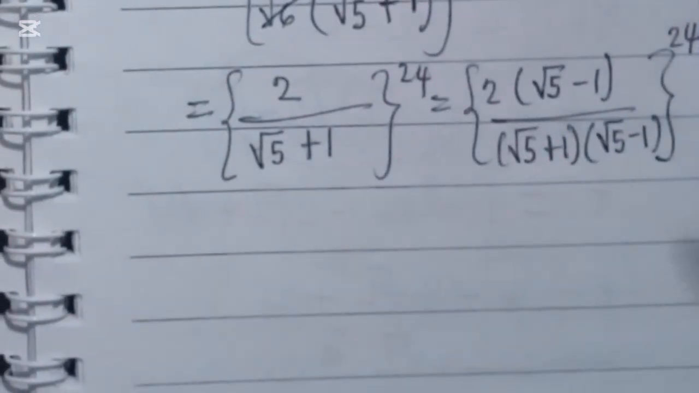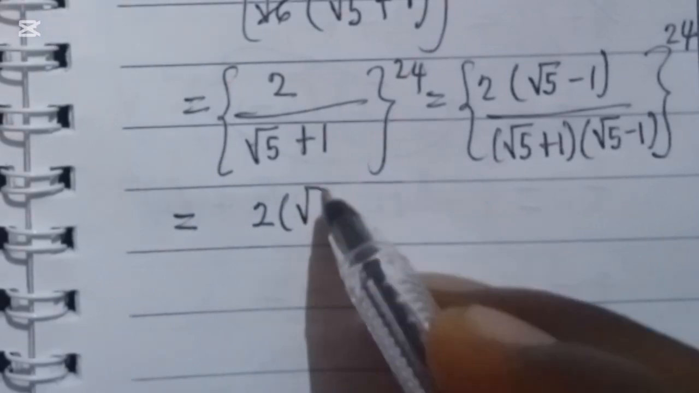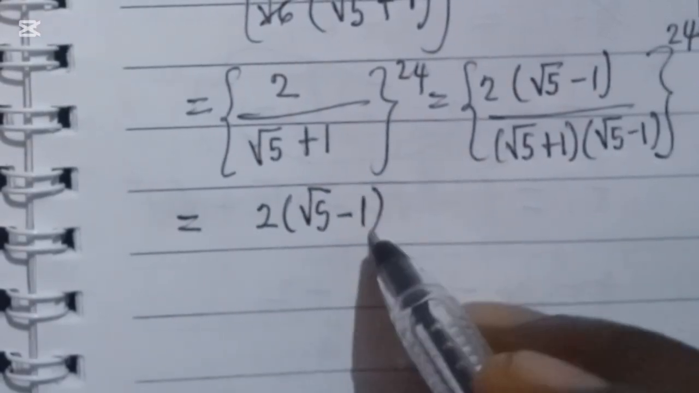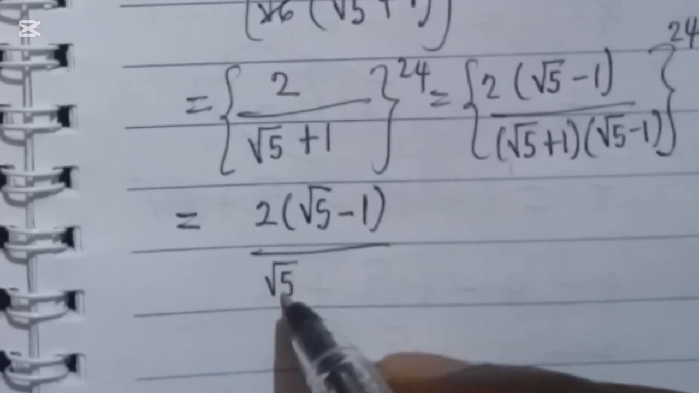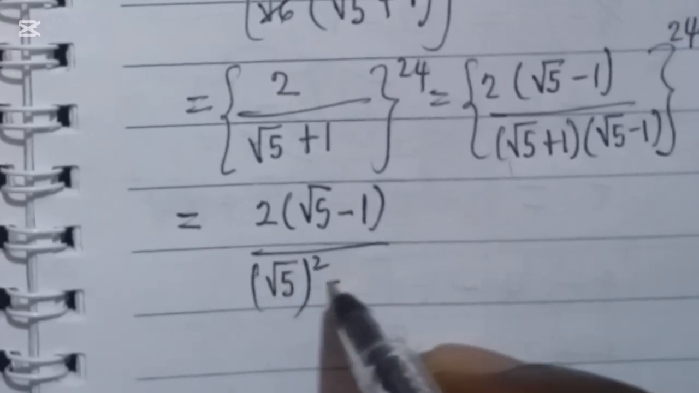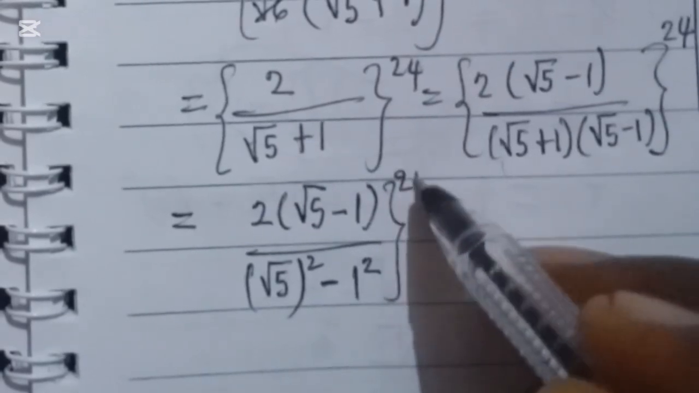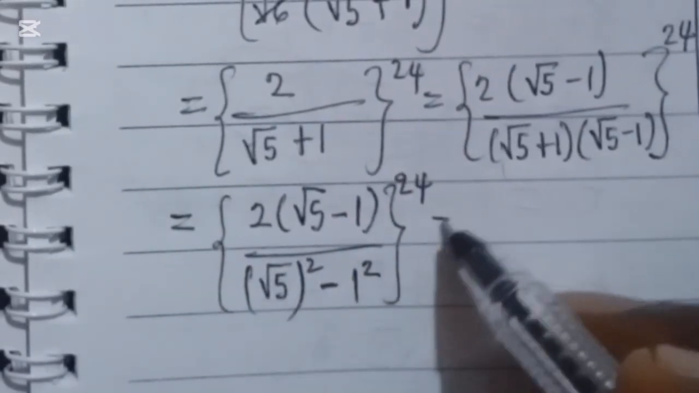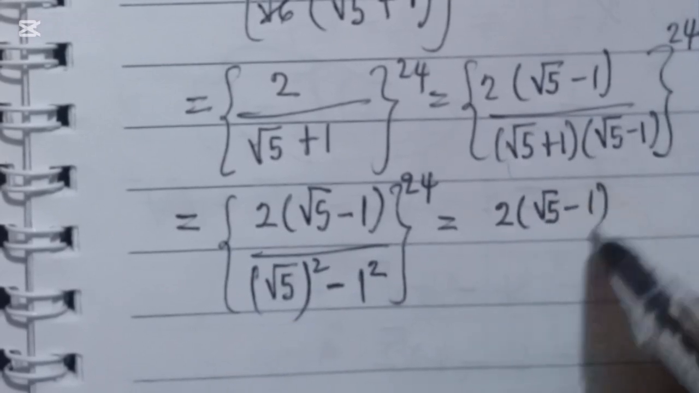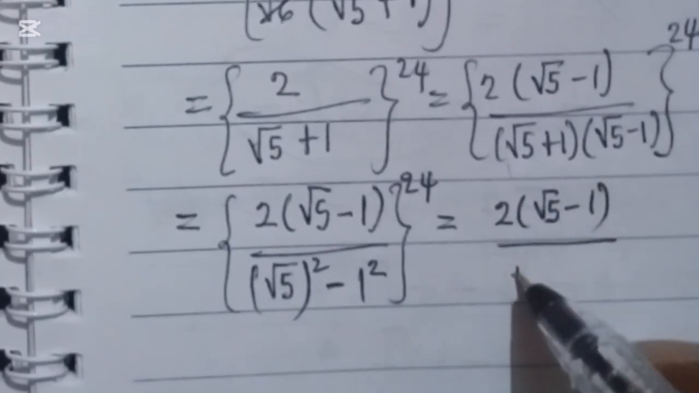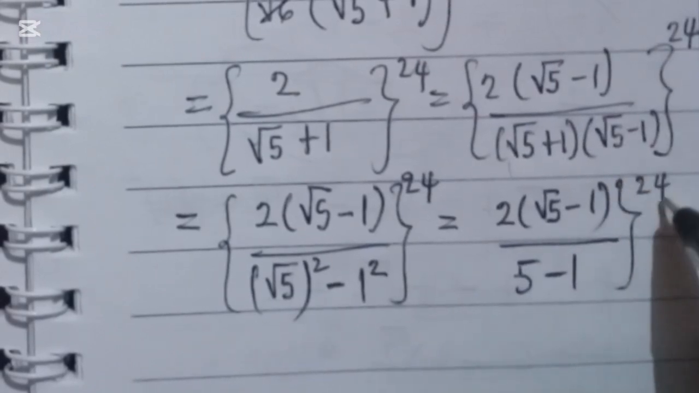So when we open the bracket the right way, at the top we get 2 bracket the square root of 5 minus 1. At the bottom when we open this bracket, you get the square root of 5 squared minus 1 squared, the difference of two squares, everything to the power of 24. When you break this down further, you get 2 bracket the square root of 5 minus 1 over, when you open the bracket here, 5 minus 1, everything to the power of 24.